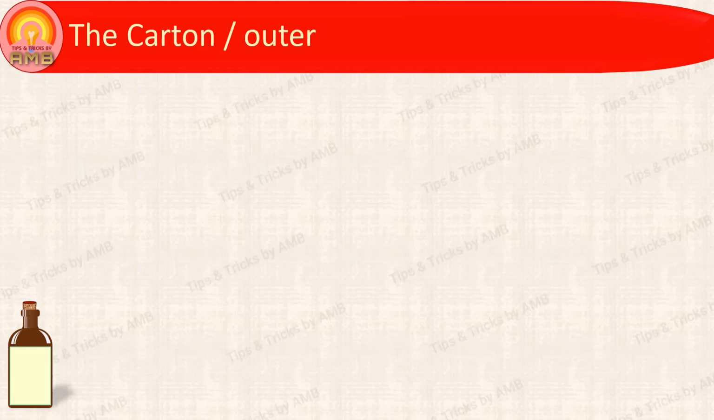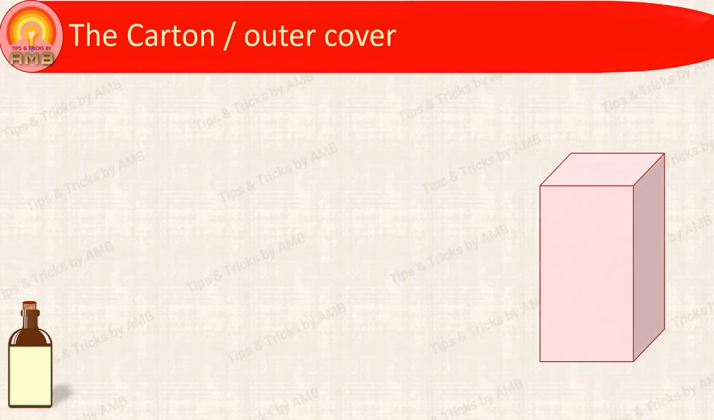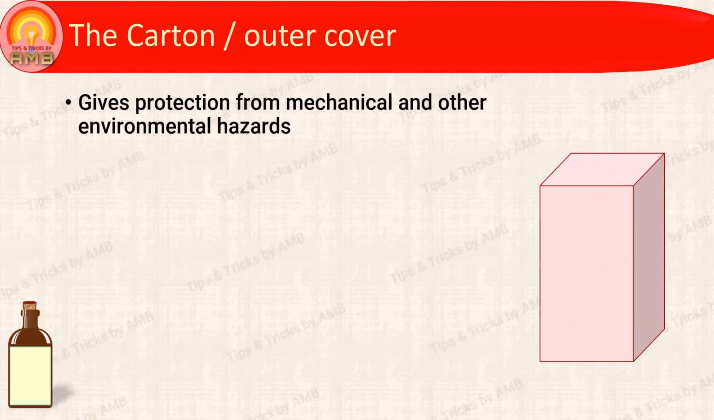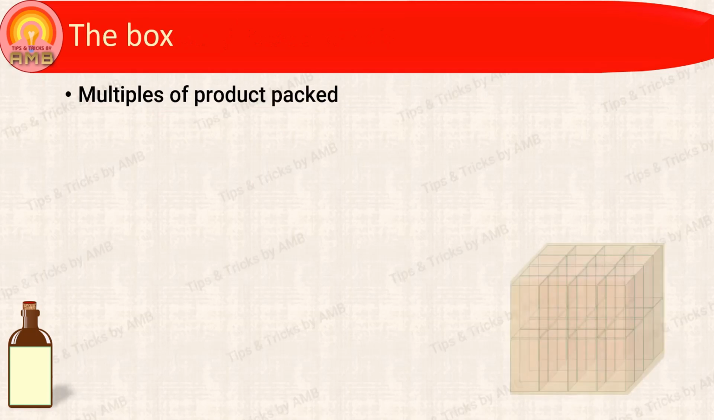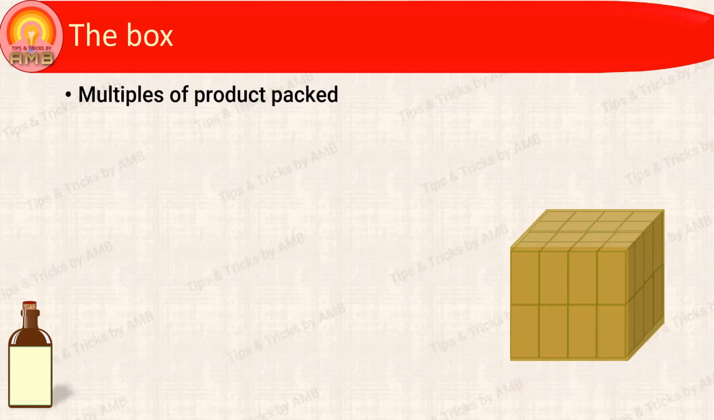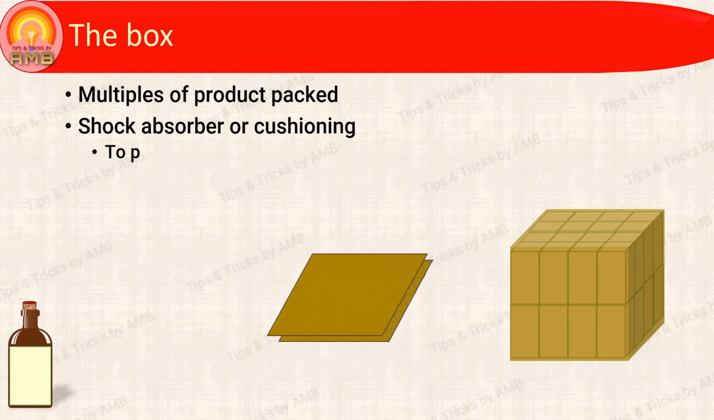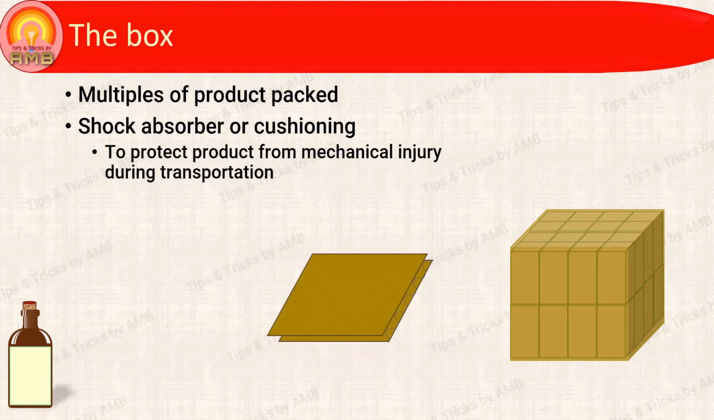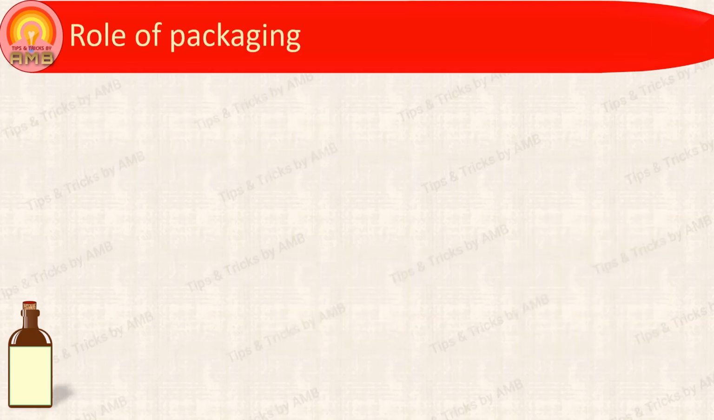The next element is the carton or outer cover. It gives protection from mechanical and other environmental hazards. And the last element is the box. The box is the element of a package in which multiples of the product are packed. The box usually contains a suitable shock absorber or cushioning to protect the product from mechanical shock, especially during transportation.